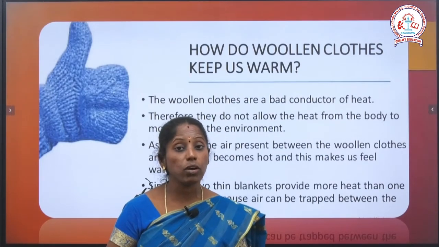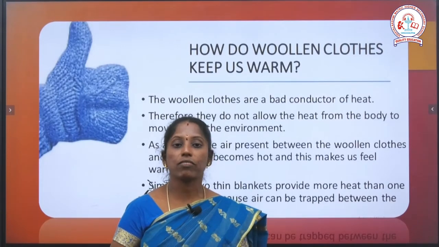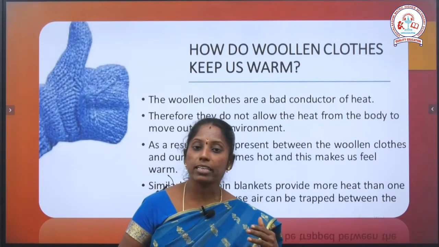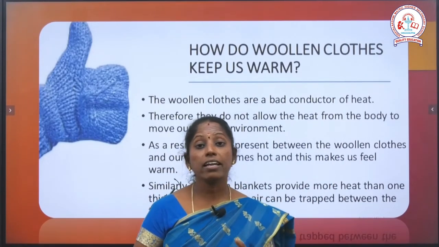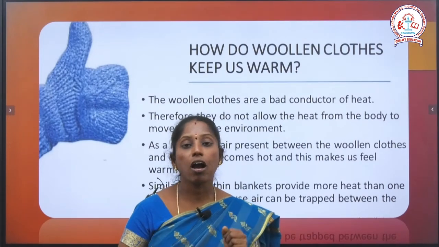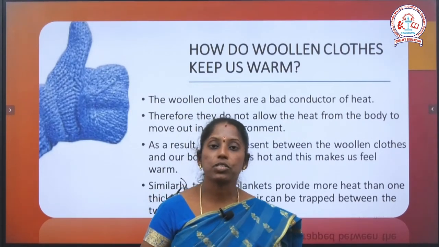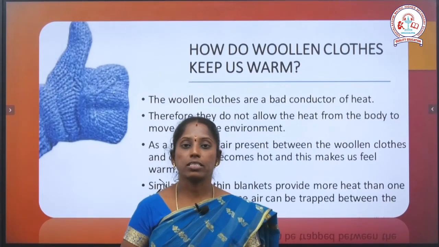So in winter season, why do we prefer wearing woolen clothes? Because woolen cloth is a bad conductor of heat. It does not allow the heat from the body to go to the environment. Then it has air traps. So that's why it always keeps our body hot. That's why we prefer woolen clothes during winter season.